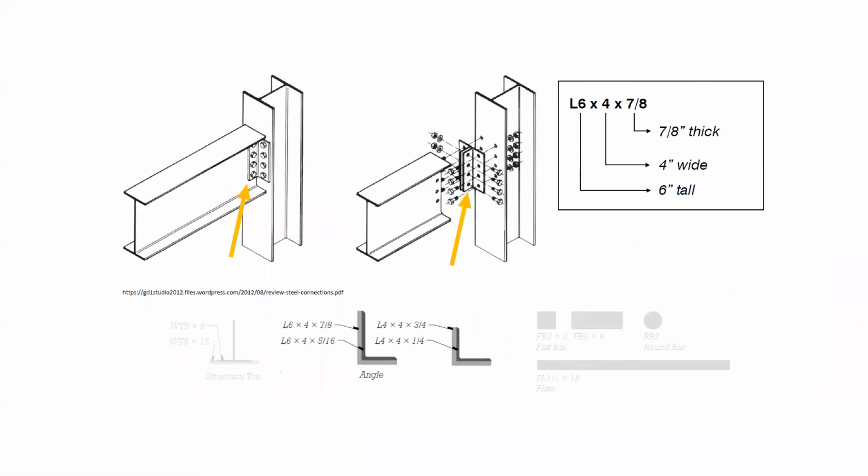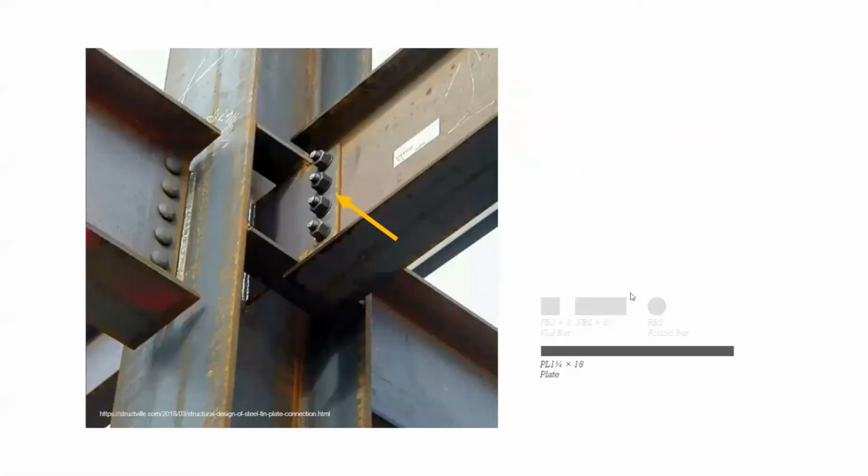This is just a visual connection of the intersection of these structural members, with the arrow pointing towards the plate. This is just another image of what the plate would look like when it's bolted down.